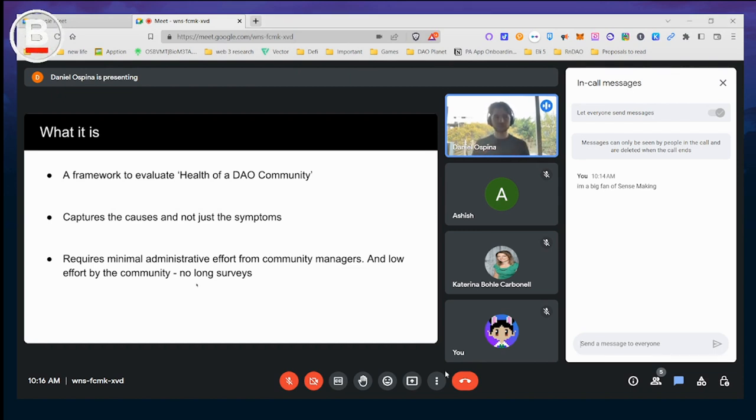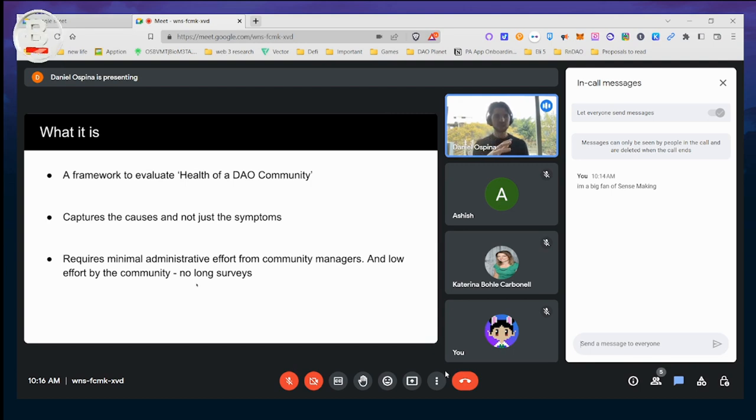They spent about the first four to six months developing a framework to evaluate the health of a DAO community. It's a framework that is broadly applicable to Web3 communities and even online communities in general. But we specifically focus on DAOs because we were interested in how there could be different stakeholders interacting.